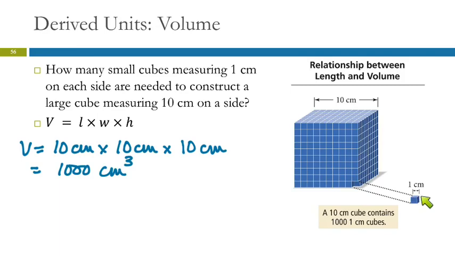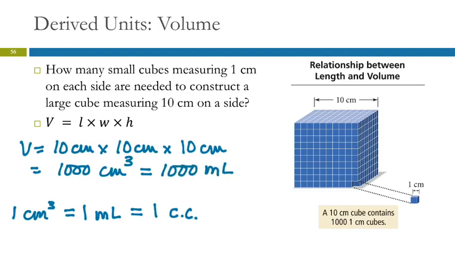This little one has a volume of 1 cubic centimeter. 1 cubic centimeter, that unit has another name. It's also called a milliliter. In medicine, they call it a cc, cc for cubic centimeter. So if this is a milliliter, then this whole thing is 1,000 milliliters. Right? So 1,000 cubic centimeters is the same as 1,000 milliliters. Milli means what?